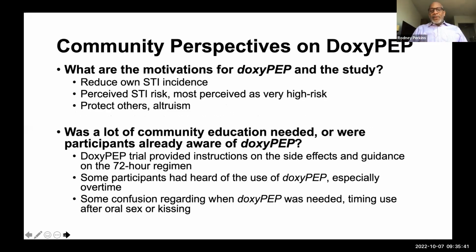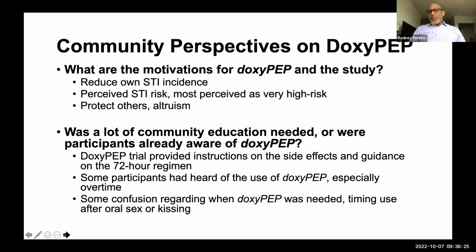And so to give you a little bit of an idea, what I basically did is I chose to use the questions that were submitted to respond to. So the first question was really about motivations for the DoxyPEP study. And so basically, the interest to be a part of the study was mainly around reducing STI incidence. Most people perceived their STI risk as very high for the most part. But ideally, they were looking more to protect themselves and others. So it had this kind of altruism going on in the study.